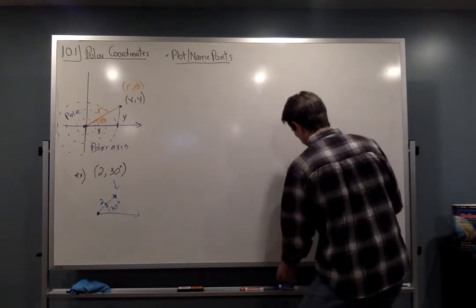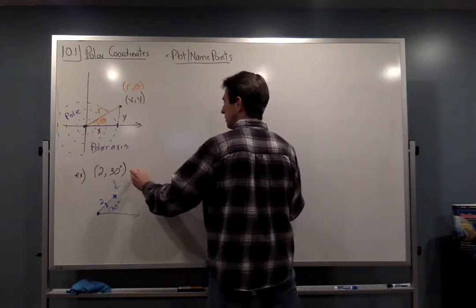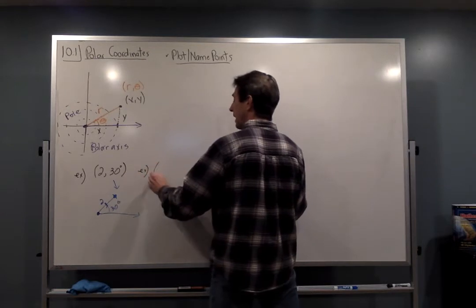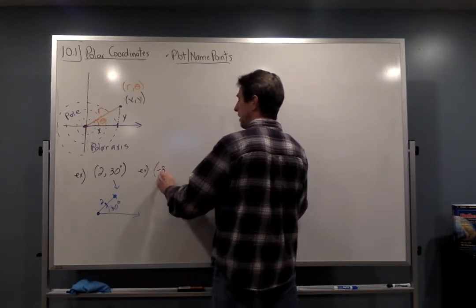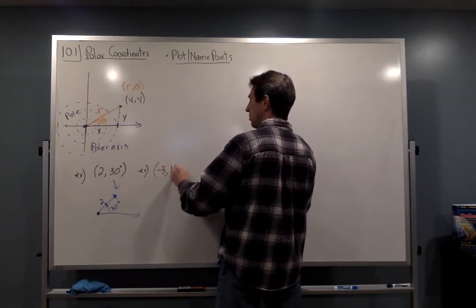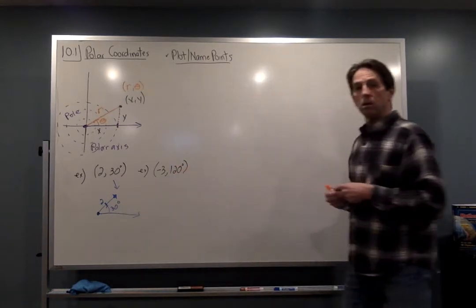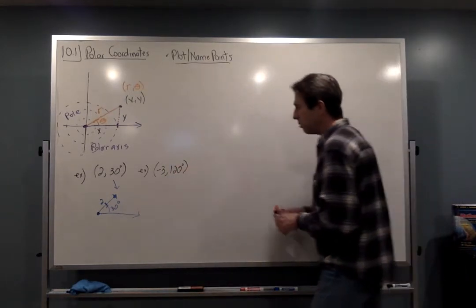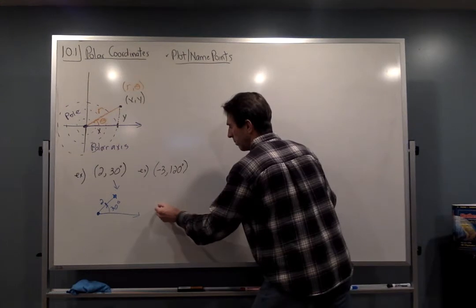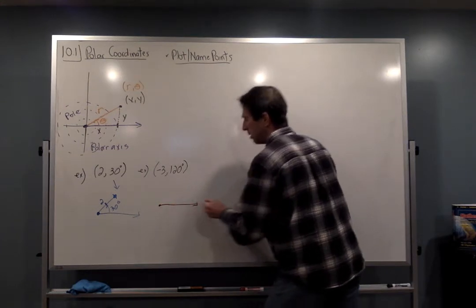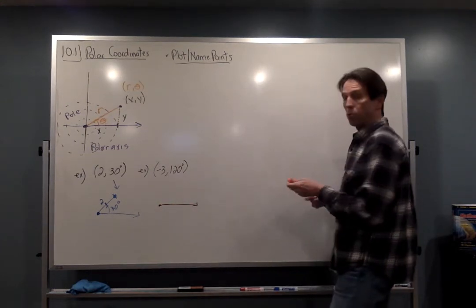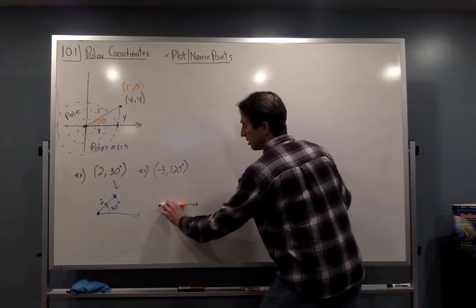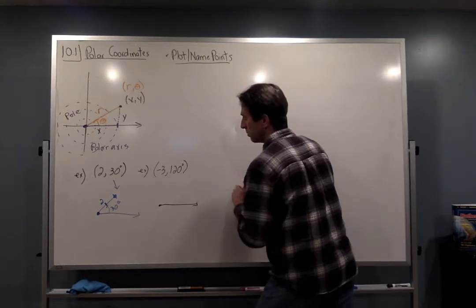Here would be another possibility for an example. What if I had like (-3, 120 degrees)? Well, that negative is going to pose a little bit of an issue, but not something we can't get past. We first are going to rotate the 120 degrees. So if I start at 0, 120 puts me about here.